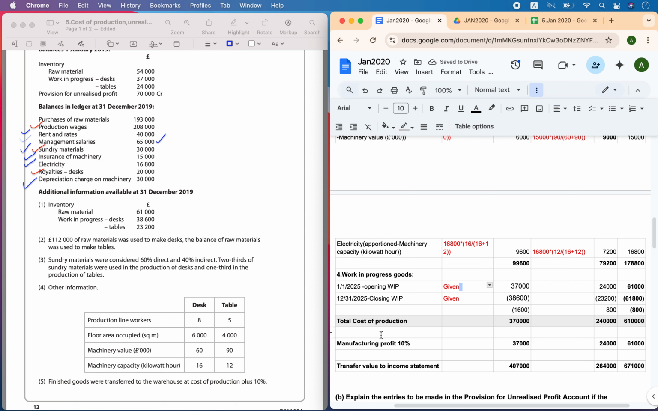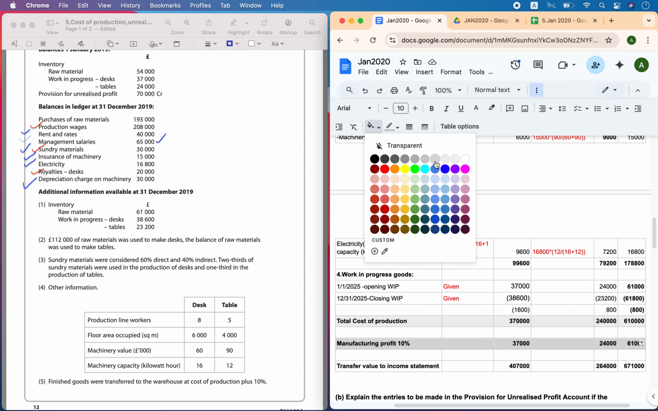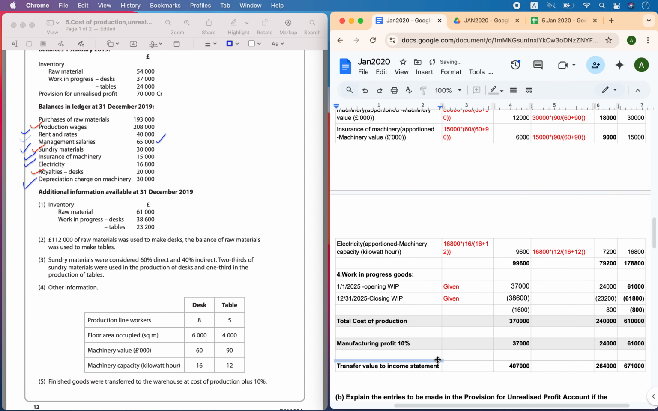So then you add 10% profit. What is 10% of 610,000? 10% is 61,000, and then you calculate row wise also here. 10% of 370,000 is 37,000, and 10% of 240,000 is 24,000. So you add up and you get this one. So this value is going to be that one.